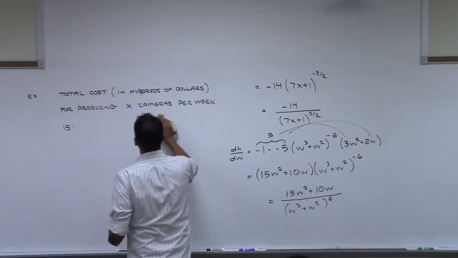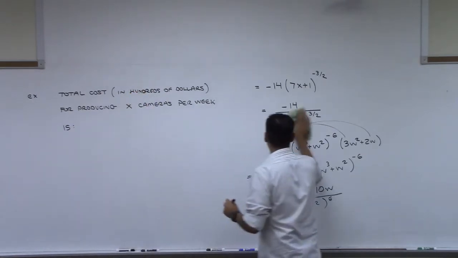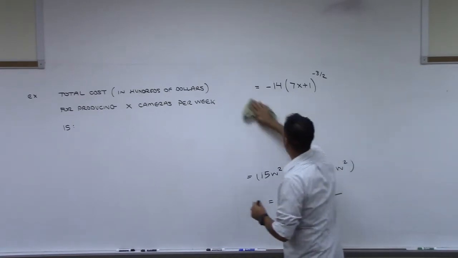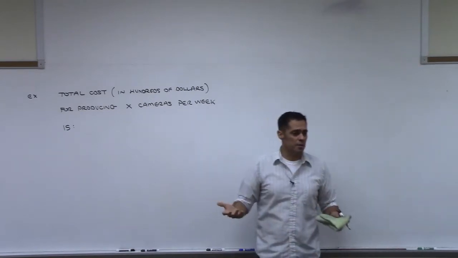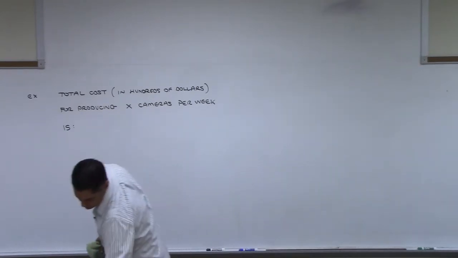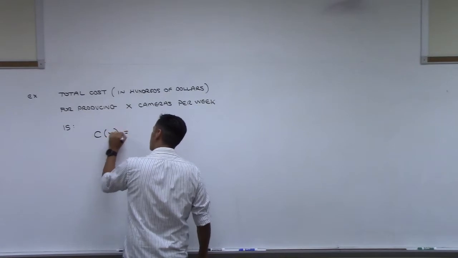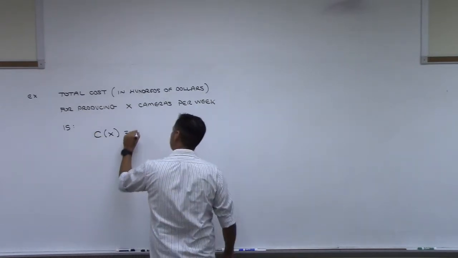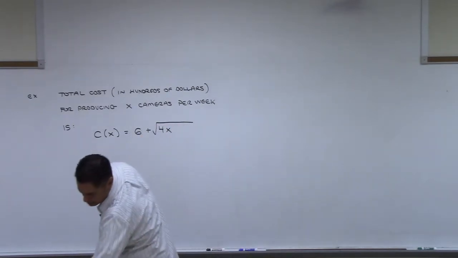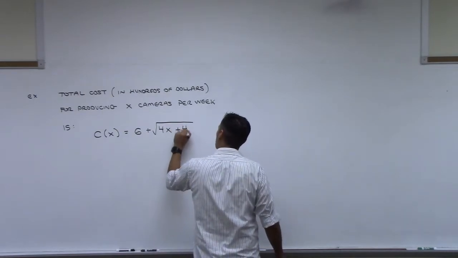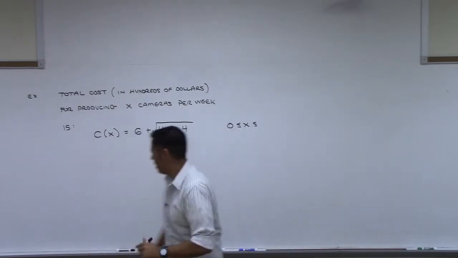And we've come up with a function that gives us the cost. Now, cost being our employees' cost, the electricity for the building, the rent for the building, whatever it is, all of our costs are somehow a function of how many cameras we produce, all right? And here's the actual function. C of x is 6 plus the square root of 4x plus 4. And here x must be between 0 and 30.